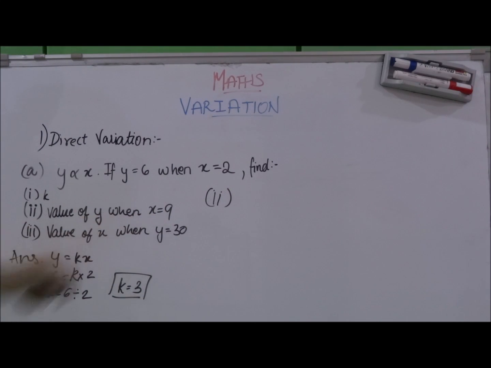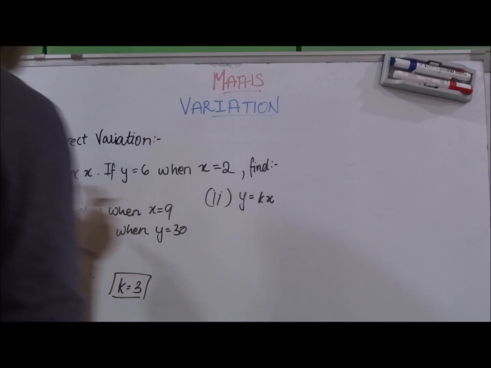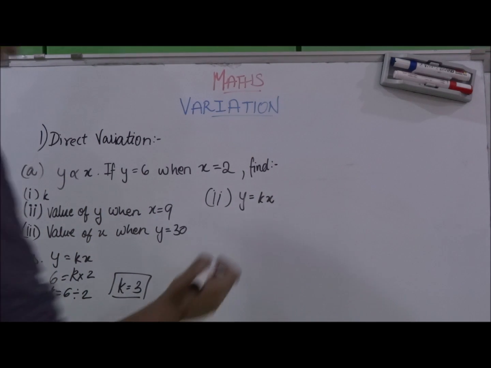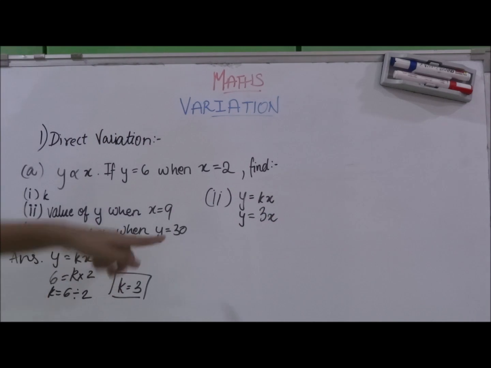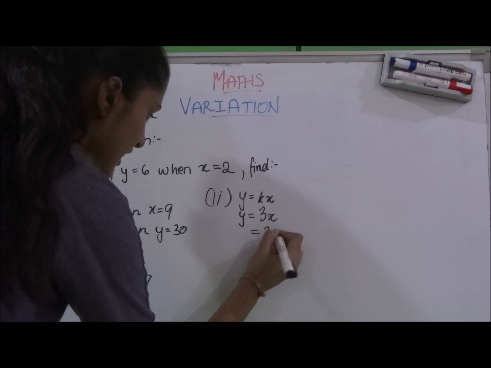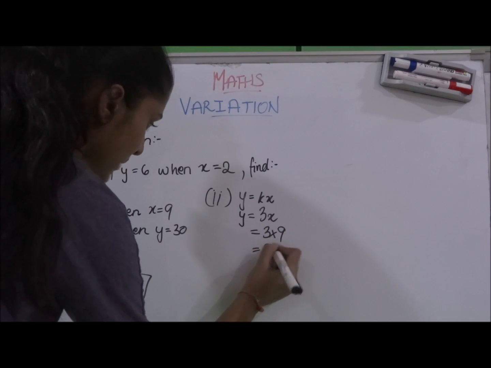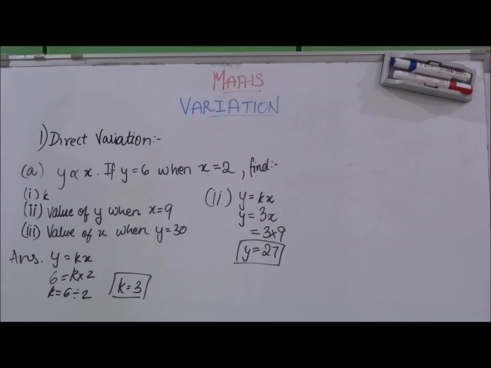Value of y when x is equal to 9. We know y is equal to kx because y is directly proportional to x. So, y will be equal to 3x. They have given us the value of x, that is 9. So, y is equal to 3 into 9, which is 27. y is equal to 27 when x is equal to 9.